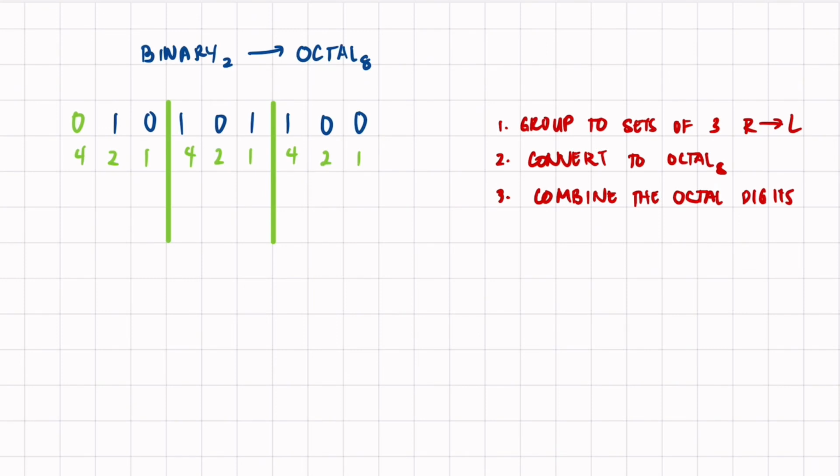Then multiply the digits. It's 4, 1, 1. Okay, so for the first group, we have 4. The second group is 4 plus 1. This is 5. The last one is 2. And then combine them. So we have 2, 5, 4 as our final answer.